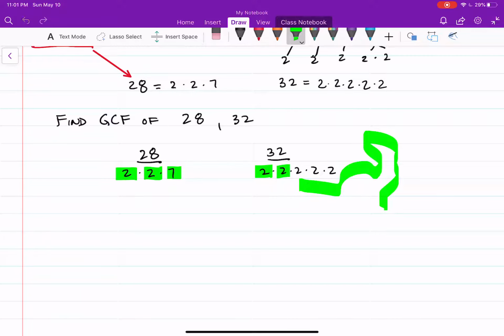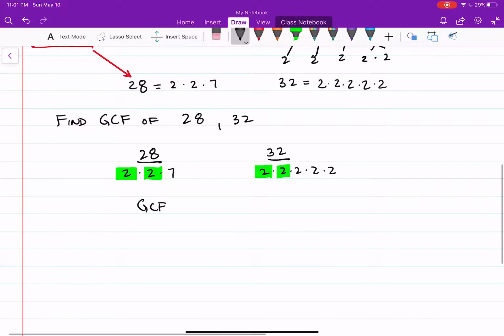Nope, no 7. Okay. So you're like, okay, let me check the 32 bin. Does the 28 bin have another 2? No. Okay, so that's not going to work. So that is all that's left. So that's what's in common. So therefore, the GCF of 28 and 32 is 2 times 2, which is equal to 4. So that would be my answer.